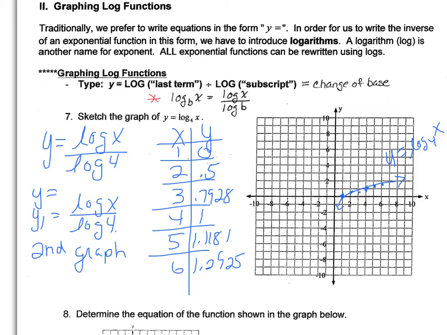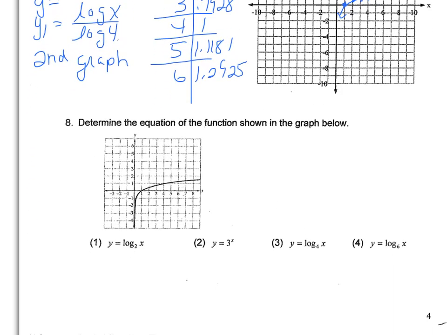All right, let's take a look at the last question for today. Determine the equation of the function shown in the graph below. Well, it's definitely a log and not an exponential because it goes through quadrants 1 and 4, so I'm actually going to cross out choice 2. So now I'm down to 3 choices. I'm not sure which choice it is.